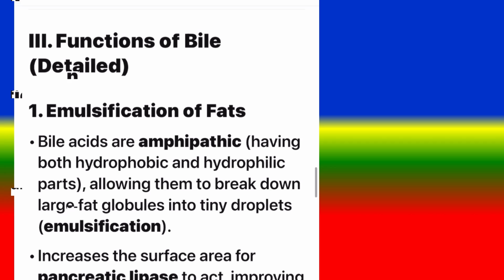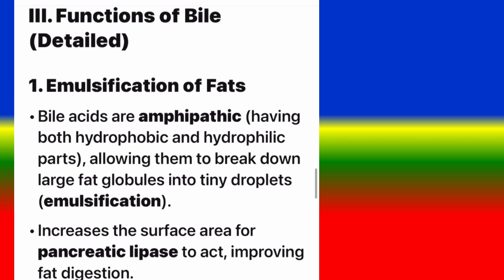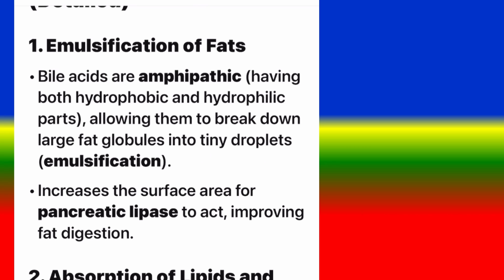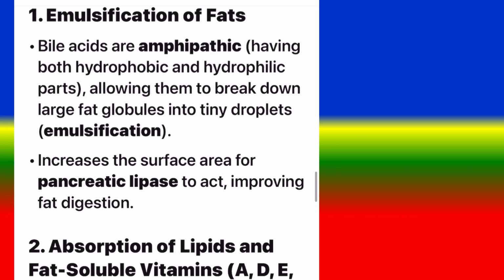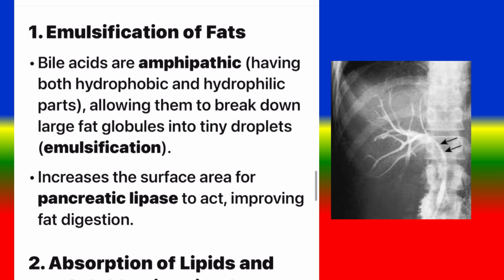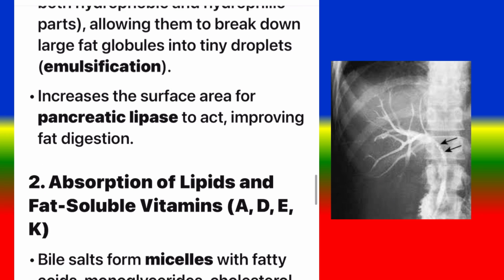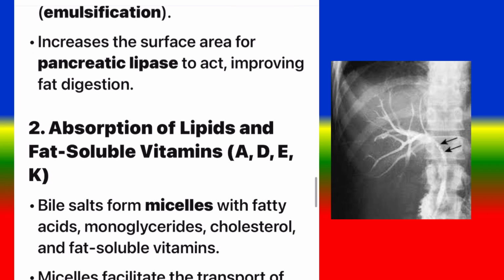Functions of bile, detailed. 1. Emulsification of fats. Bile acids are amphipathic, having both hydrophobic and hydrophilic parts, allowing them to break down large fat globules into tiny droplets. Emulsification increases the surface area for pancreatic lipase to act, improving fat digestion.